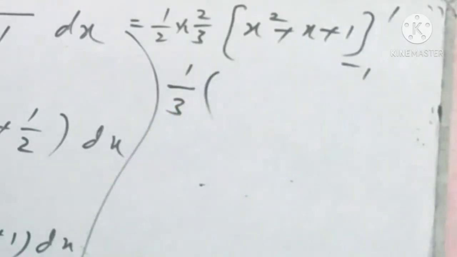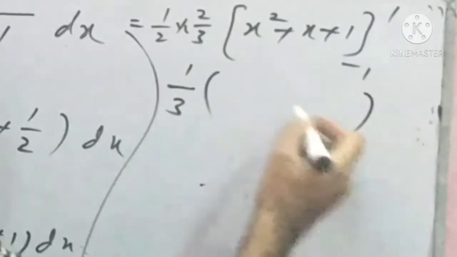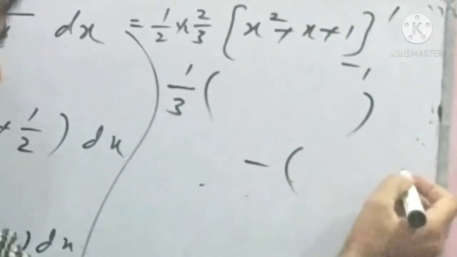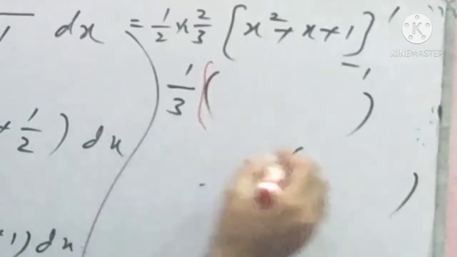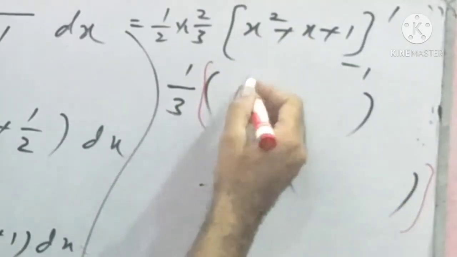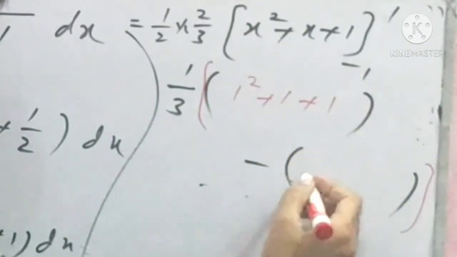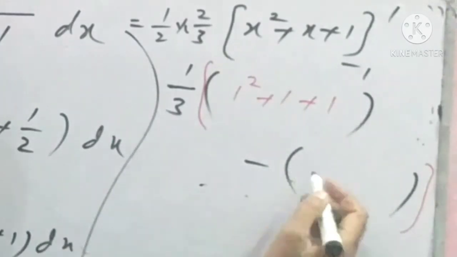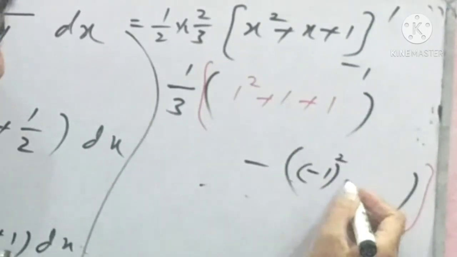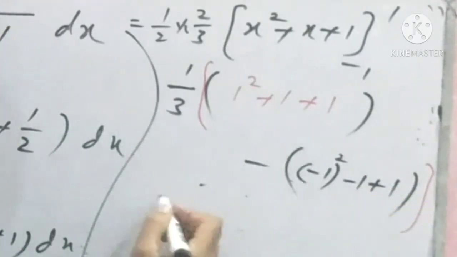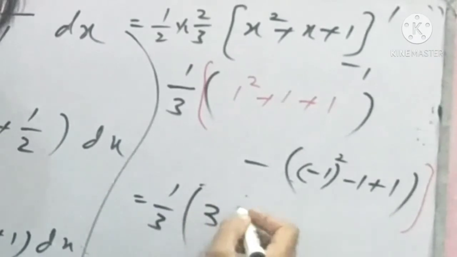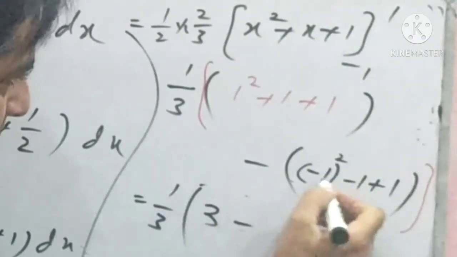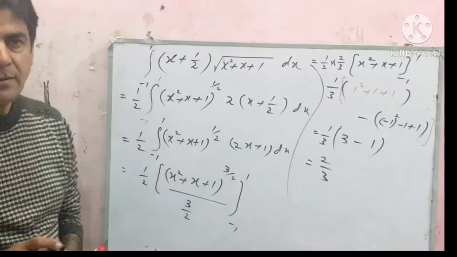Here we have now 1 by 3. First of all, we shall put the value 1 and after the minus, we shall put the value minus 1. Here 1 square plus 1 plus 1, and here minus 1 square minus 1 plus 1. So we have 1 by 3, 1 plus 1 plus 1, 3 minus 1 minus 1 cancel, only 1. So our answer is 2 by 3.